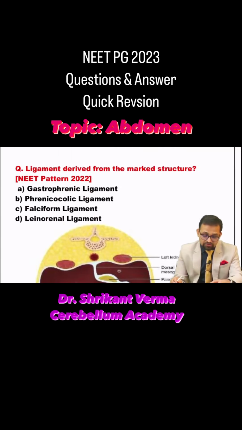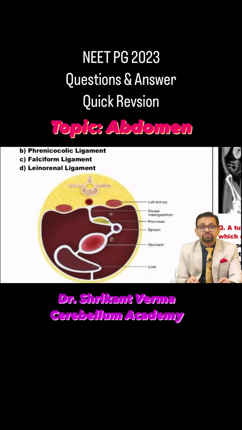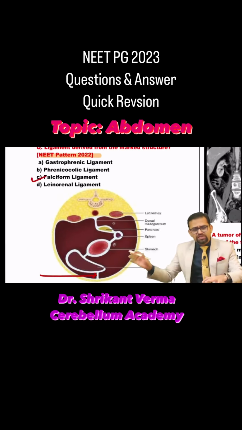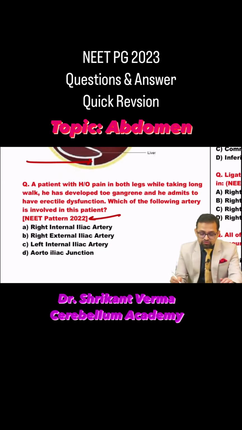Okay, now can you see the ligament, peritoneum? Their favorite question. Yes, NEET PG 2022. Ligament derived from the marked structure. This is the abdomen part. So you can observe this ligament was asked. The arrow was over this portion. This is your falciform ligament. So I will teach you this ligament portion. Don't worry.